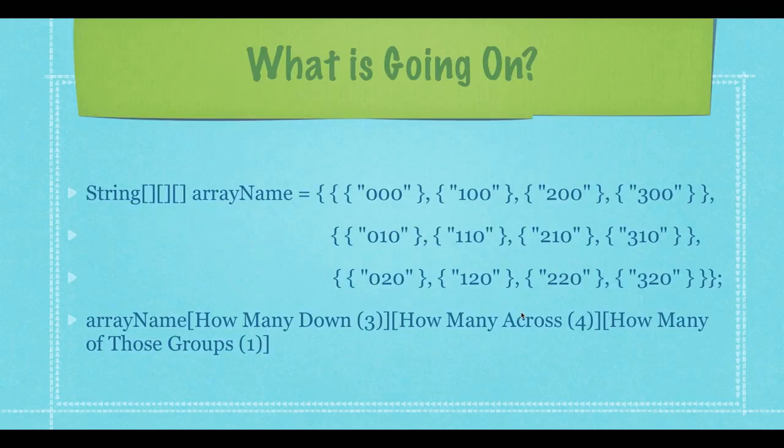Well, this is basically what is going to happen here. The first box in your array is going to tell you how many boxes you're going to have downwards. The next one's going to have how many across. And then the last one's going to have how many of those groups. Let's look at that in a graphical format.